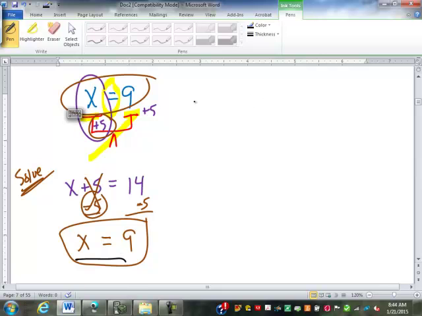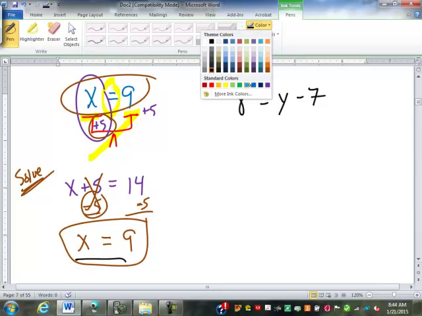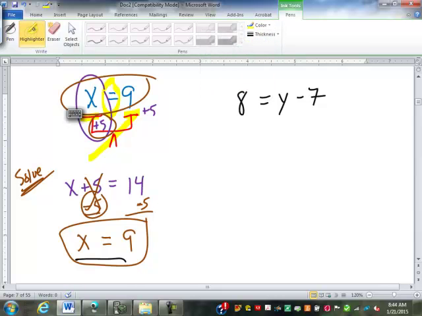Like I said, this one, we built it. We watched it be built, so we knew how to take it apart. It was pretty obvious. The trick is figuring out how it was built in the first place. Like we might have y minus 7 equals 8. To figure out how it was built, we just find the equal sign. Then we identify which side of the equation has the variable on it.